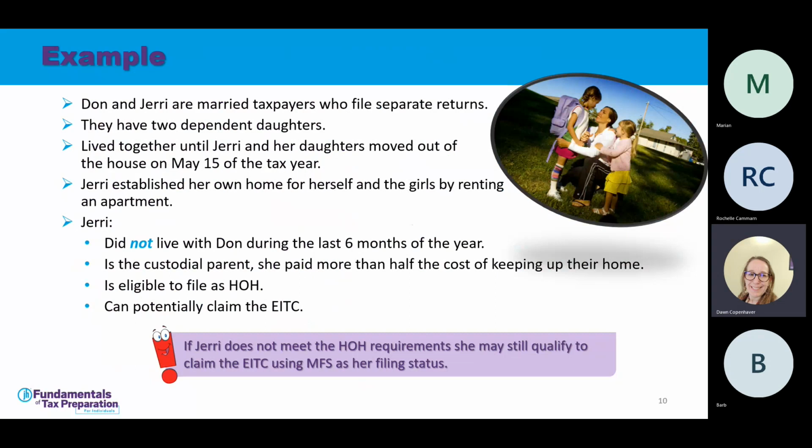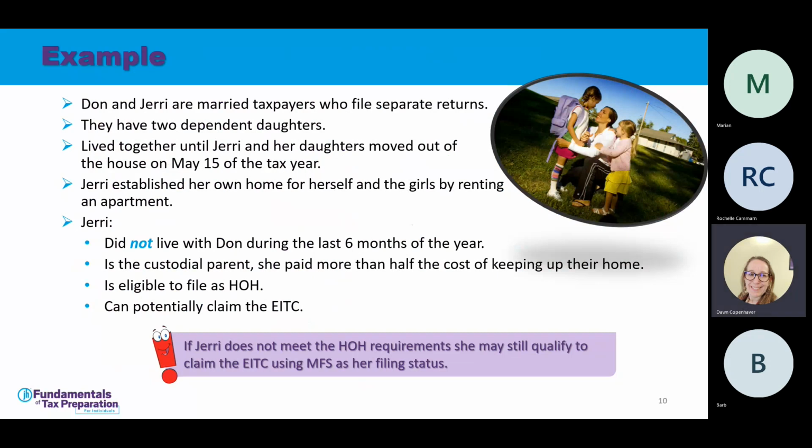All right, another example. Don and Jerry are married taxpayers who filed separate returns. They have 2 dependent daughters. They lived together until Jerry and the girls moved out of the house on May 15th of the tax year. Jerry established her own home for herself and the girls by renting an apartment. Jerry did not live with Don during the last 6 months of the year. She is the custodial parent. She paid more than half the cost of keeping up their home. She's eligible to file as head of household. Can she claim the EITC?